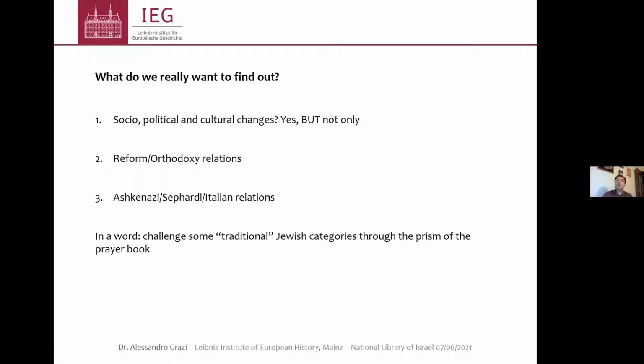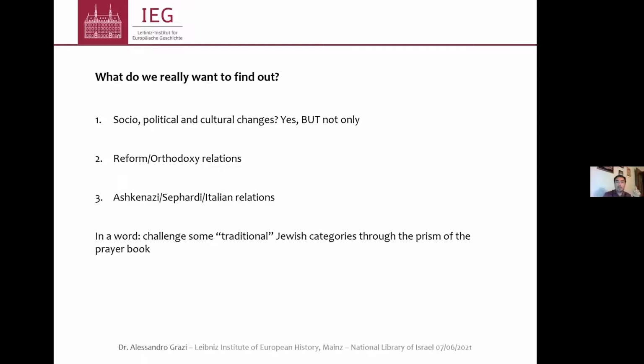What do we really want to find out? What previous concepts do we want to challenge, if any? Well, of course, we also want to look at changes determined by the different approaches to Jewish identity, modernity, and nationalism. However, we also want to look, for instance, at the construction of new prayer books of new groups, such as the Reform movement, and the fact that this in turn inspired changes also in the Orthodox prayer book.